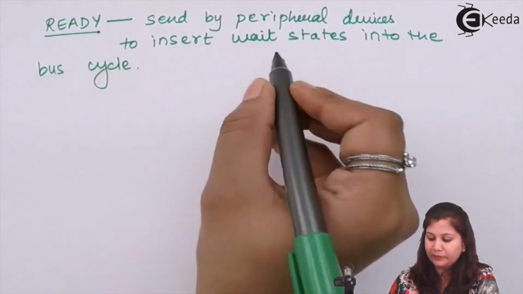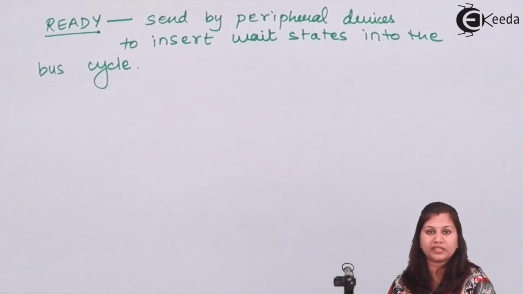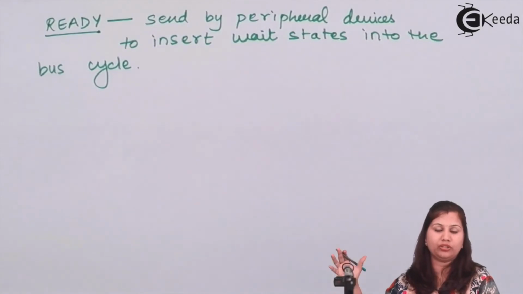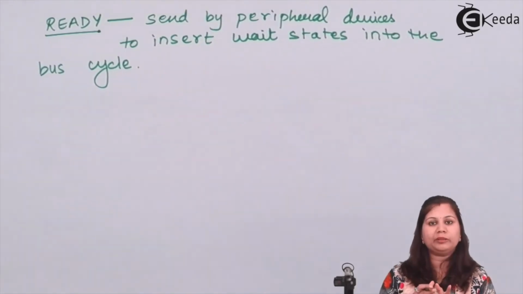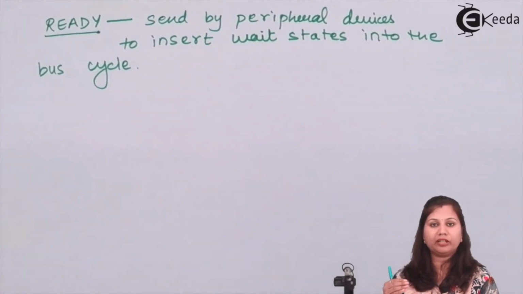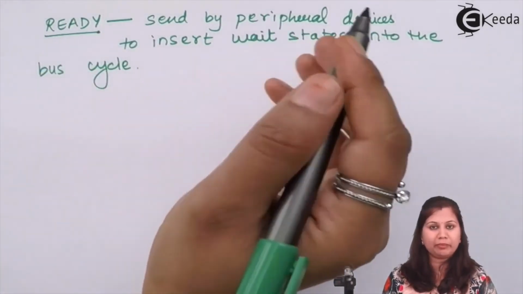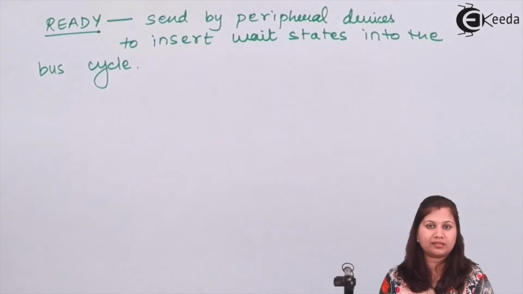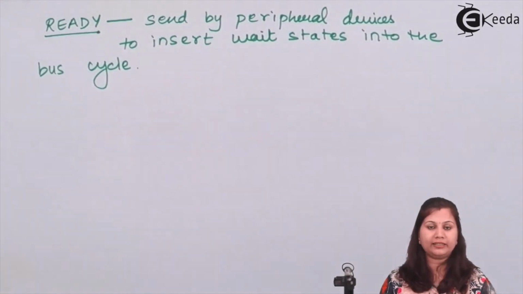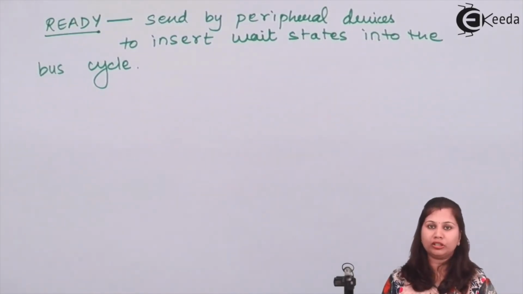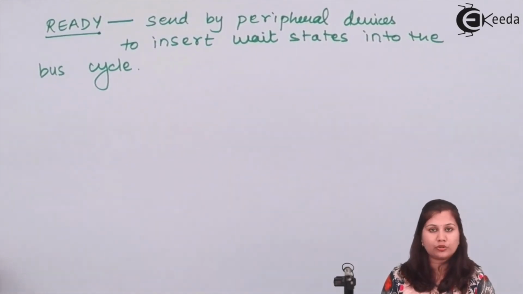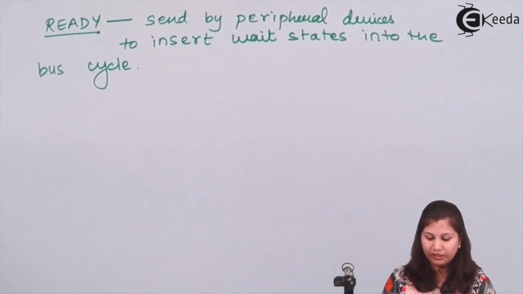So when wait states are inserted in the bus cycles, the microprocessor is going to take some time to execute the instructions or to complete its working. In that period, that is the wait state period, the peripheral is going to cope up with the speed of the 8086. So the ready signal is sent by the peripheral devices so that wait states can be inserted in the microprocessor, so that it can take a long time to complete its work, and at that time the peripheral will become ready for the communication. So these are the control signals which are used in the minimum mode interface.